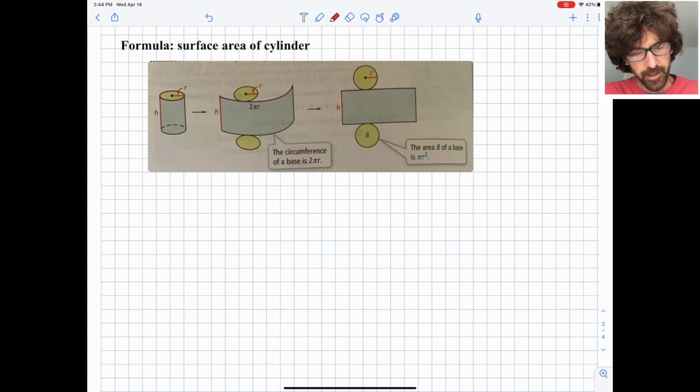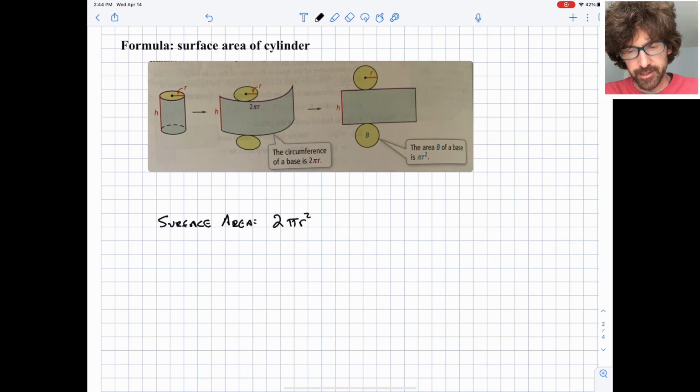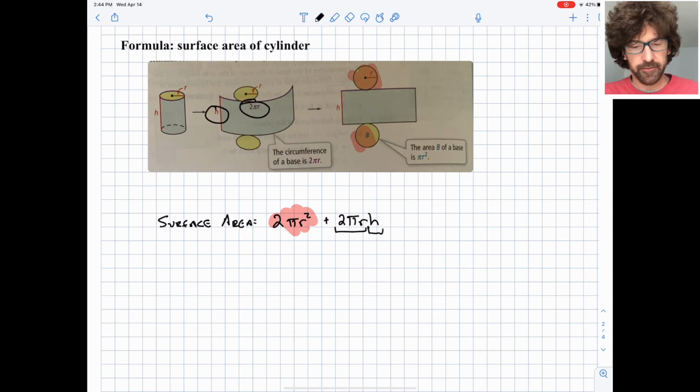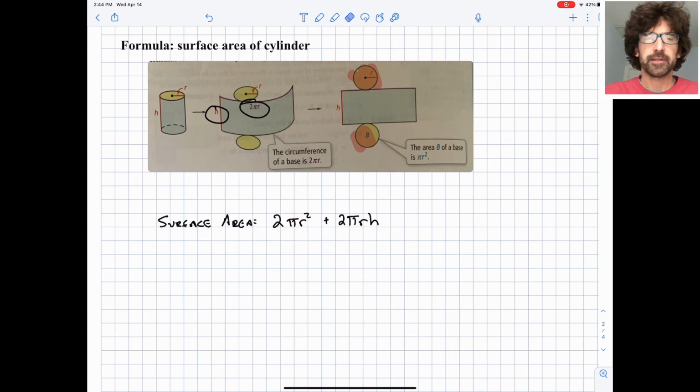Okay, so the formula for the surface area of a cylinder is 2 pi r squared, so that's the two discs at the top and the bottom, plus 2 pi r h. And where does this 2 pi r h come from? The 2 pi r is the base of this rectangle, and h is the height of the rectangle. Okay, so 2 pi r h gives us the lateral area of this cylinder. So that's the surface area of a cylinder right there.